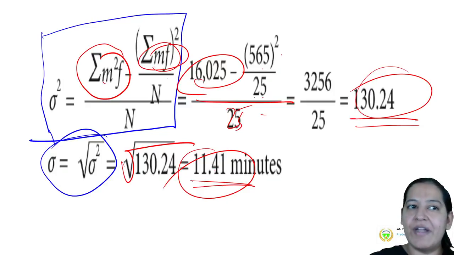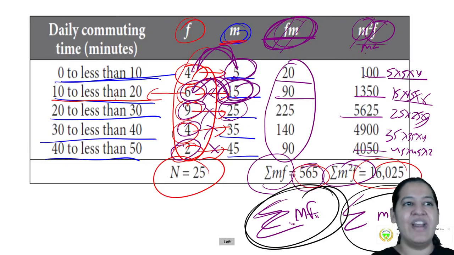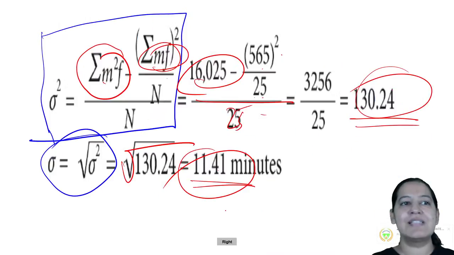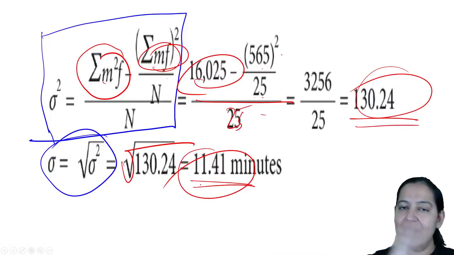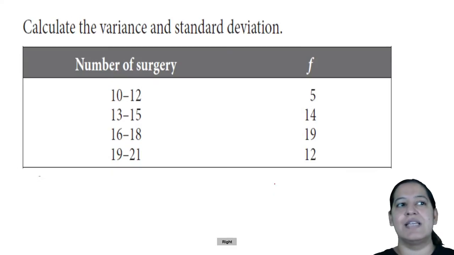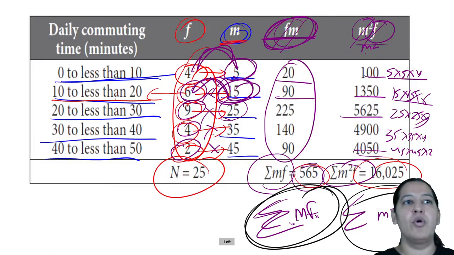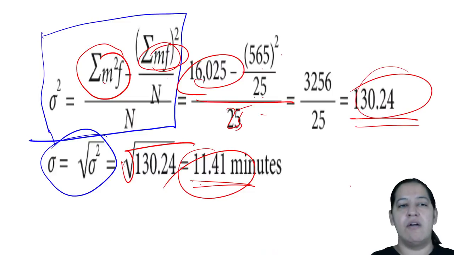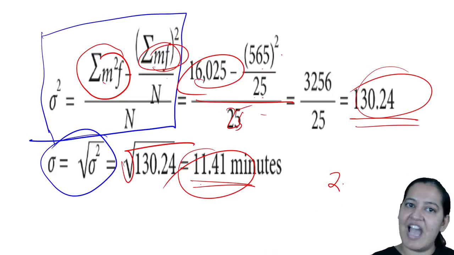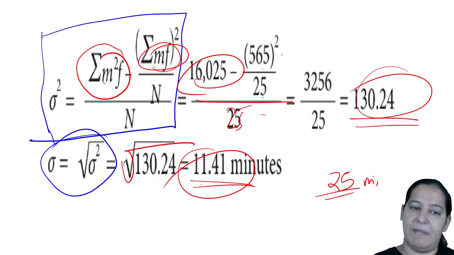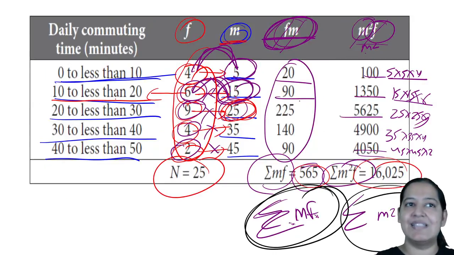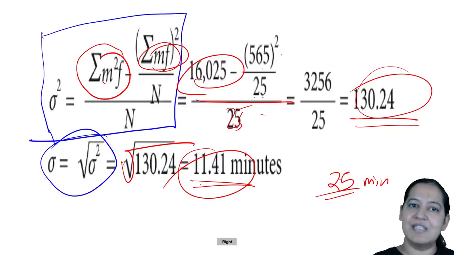That is 11.41 minutes. So what is the average of this whole? That 11.4 is the variation from the central tendency. The central tendency will be 25 minutes. So what does it mean? On an average, every doctor is giving 25 minutes to the patient. Some of them are giving less than 25 minutes. Some of them are giving more than 25 minutes. But 25 minutes is the midpoint.